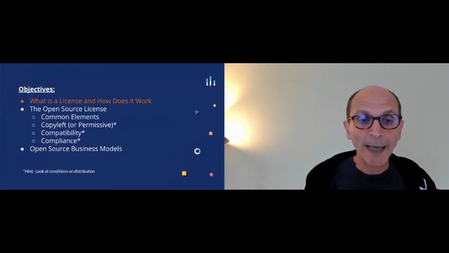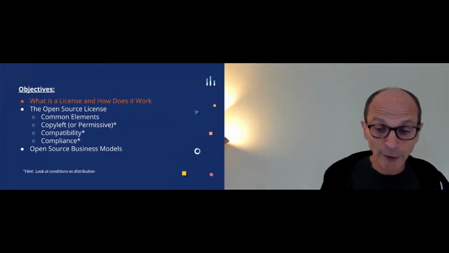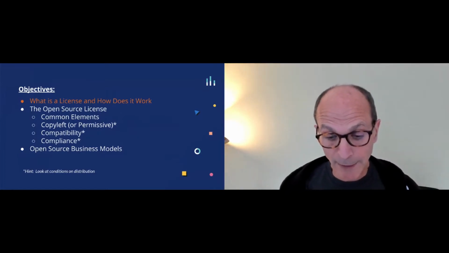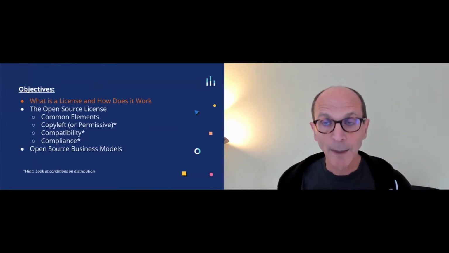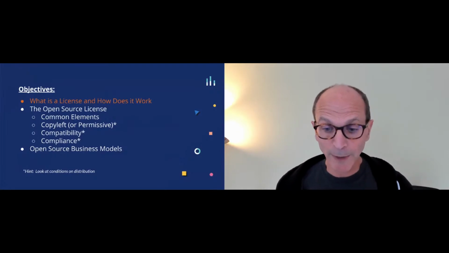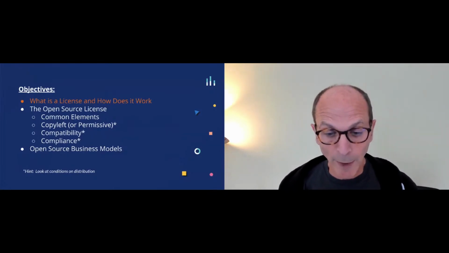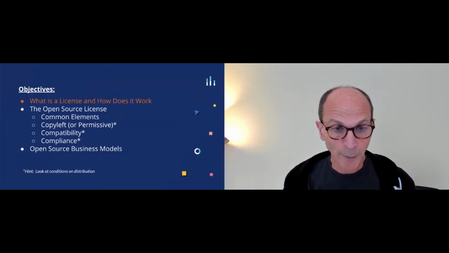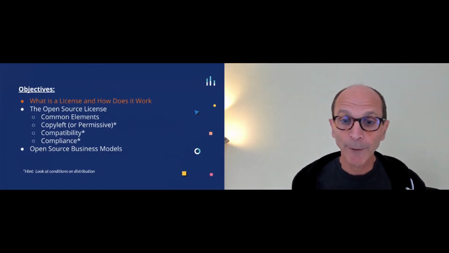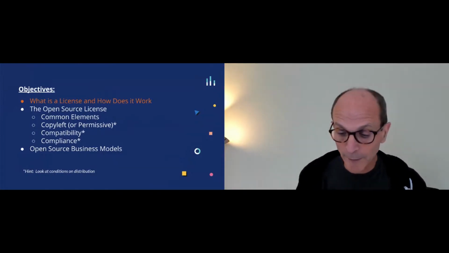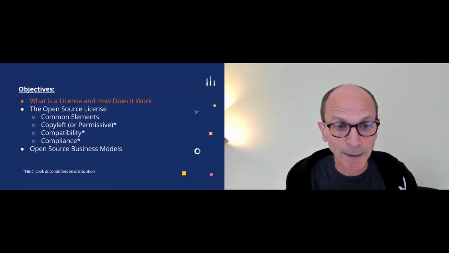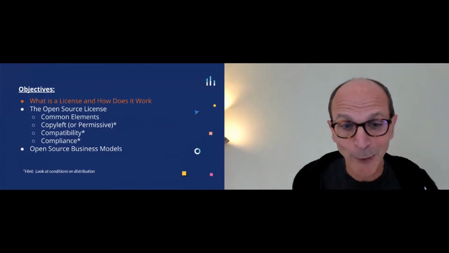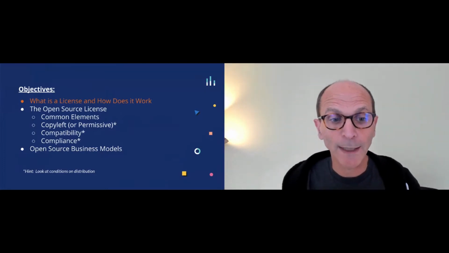We'll talk about compatibility, which is when you're combining code that's licensed under different licenses, how you get them to play together nicely. Talk about compliance, which is something that lawyers worry about when we go to market with open source code in our project. And then hopefully, if we have time, we'll talk about some open source business models, because not all of us were born wealthy, so some of us have to make a living. And open source is great, but we need to find a way to commercialize it.